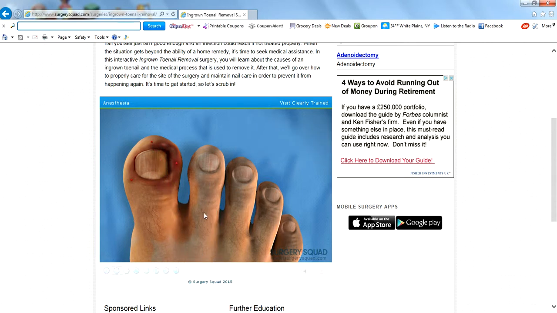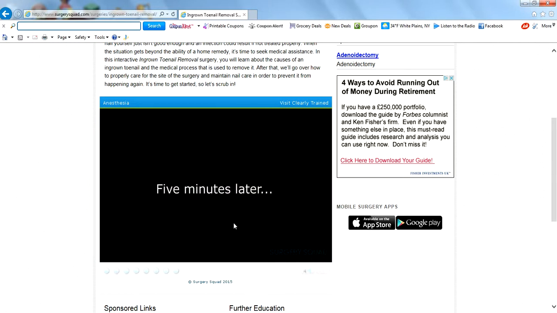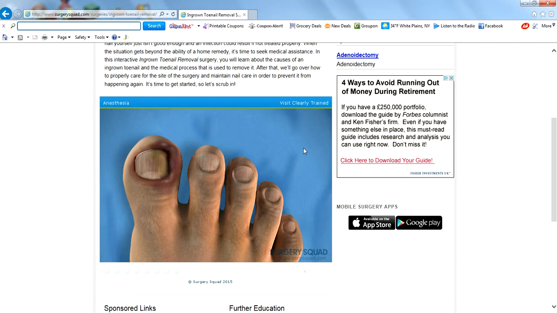Now we'll wait a few minutes for the toe to get numb. 5 minutes later. Now that our patient's toe is numb, place the special tourniquet around the toe. This will help reduce the amount of blood coming from the wound.